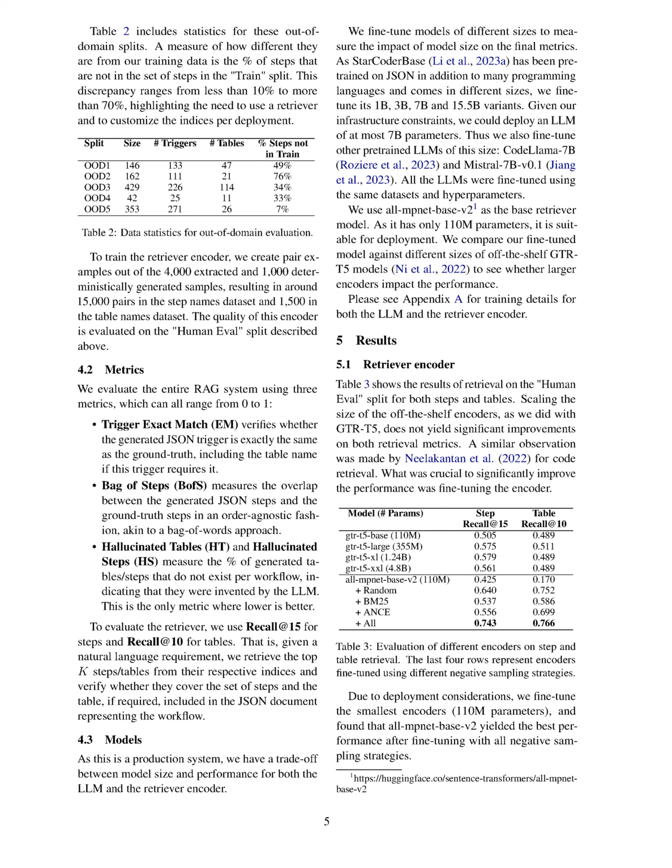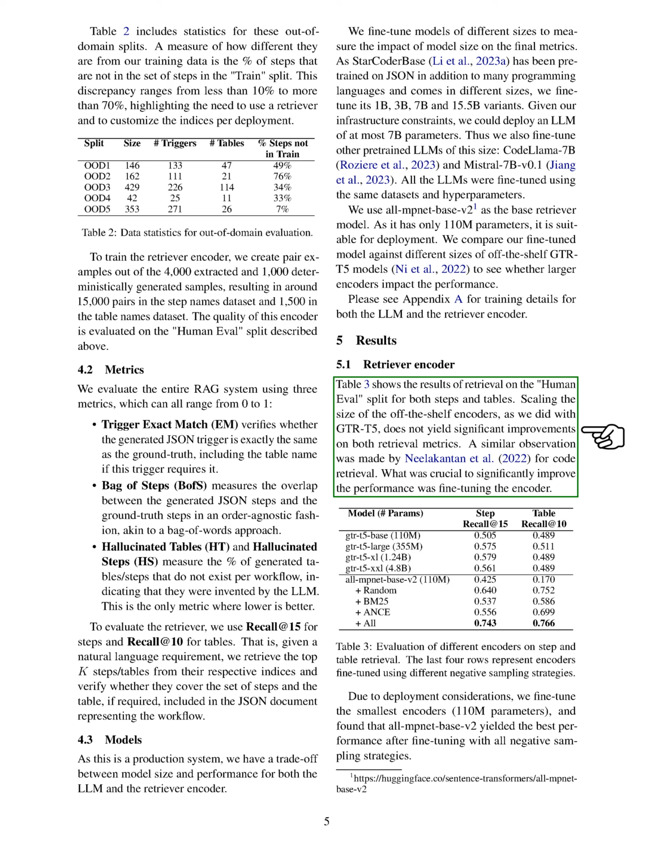Section Summary. In this section, we devised our own datasets and evaluation metrics for our commercial enterprise system task. We extracted internal workflow examples and created datasets for natural language requirements, including a human eval split for unbiased quality estimation. We evaluated our RAG system using trigger exact match, bag of steps, hallucinated tables, and hallucinated steps metrics, and fine-tuned different sizes of LLMs and retriever encoders to measure their impact on system performance.